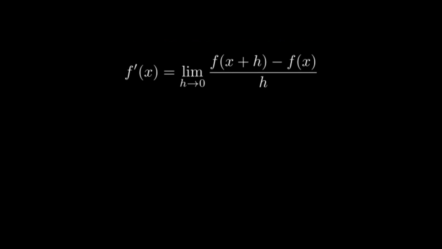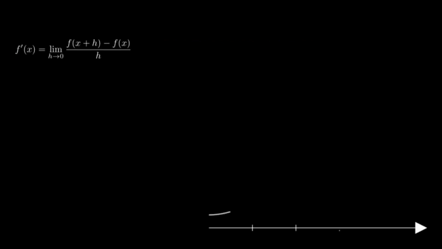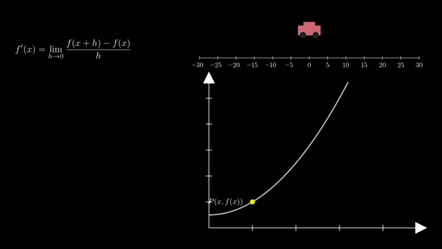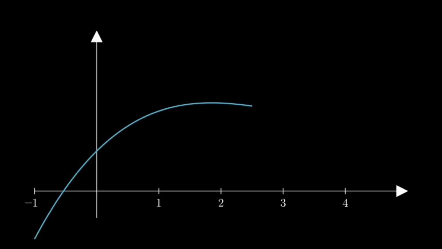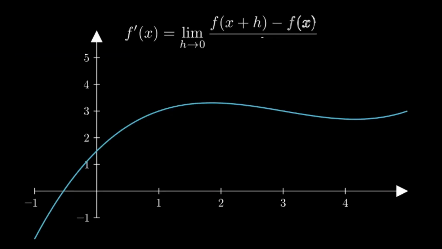Change is the only constant in the universe, but how do we actually measure it? If you are driving a car, your speedometer tells you how fast you are going at this exact second, not over the last hour, but right now. In mathematics, that right now moment is what we call a derivative.